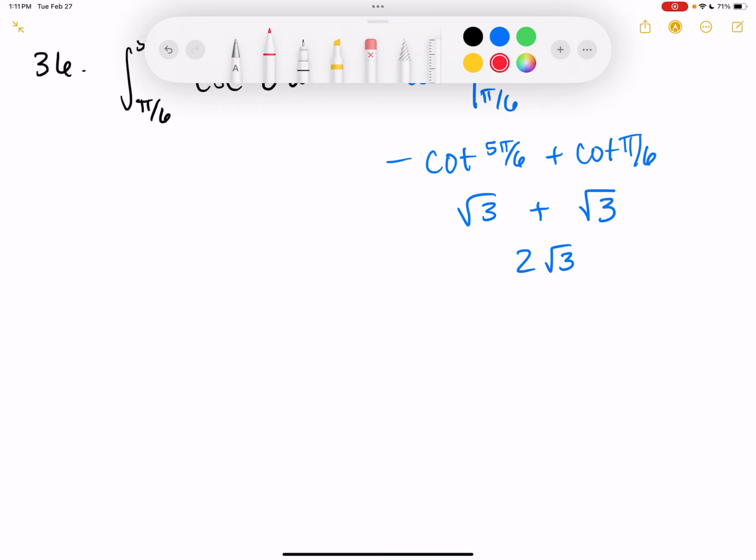Maybe I should just do this one that I was going to skip. The integral from 0 to pi over 3 of 4 secant of x tangent of x dx.